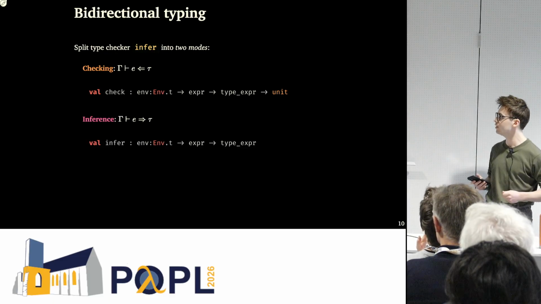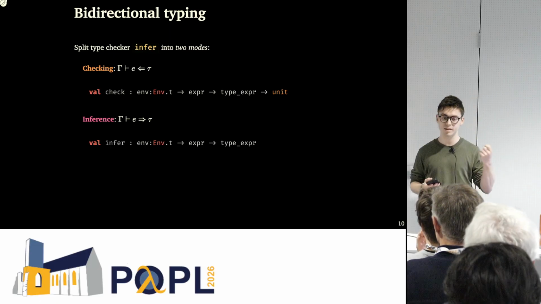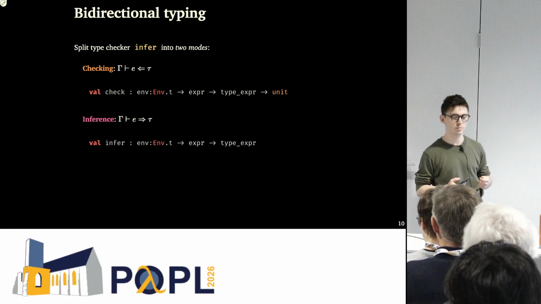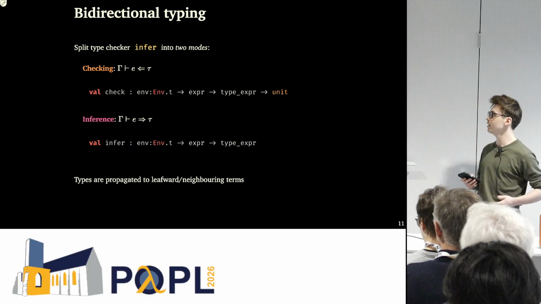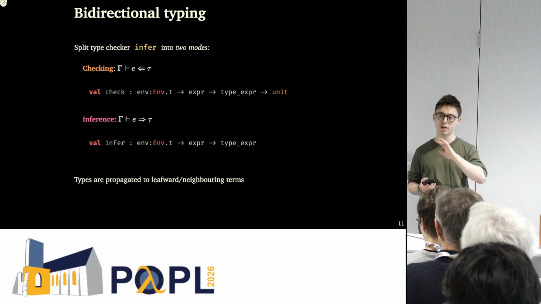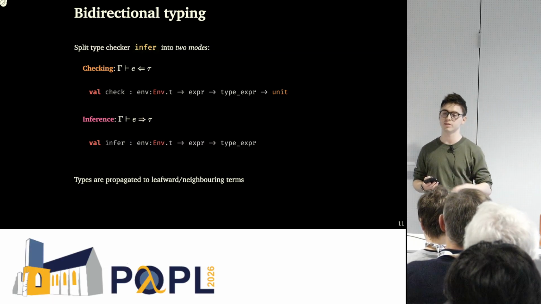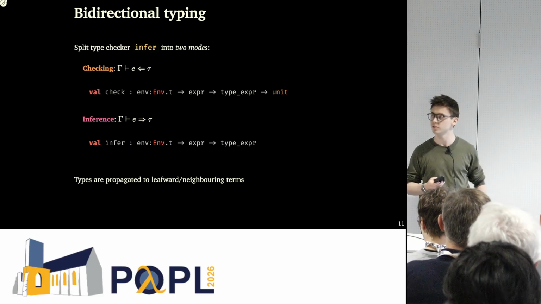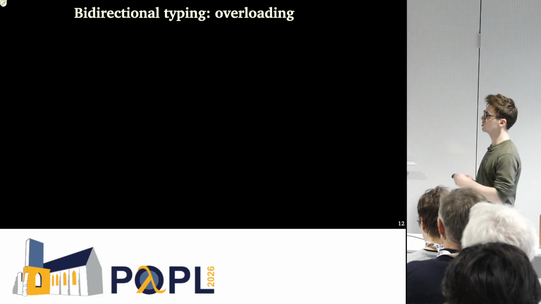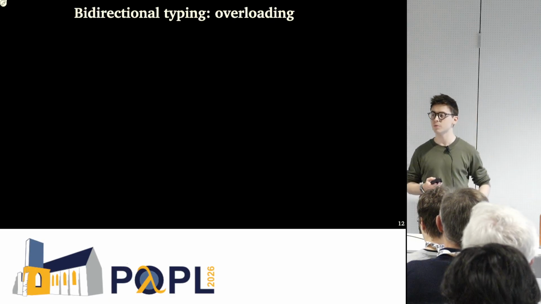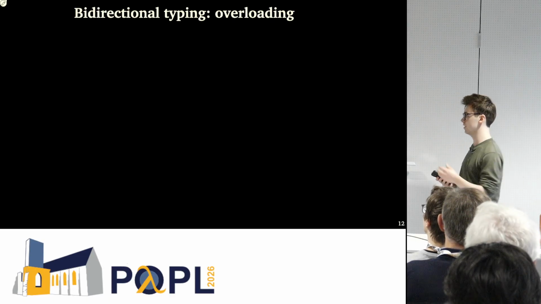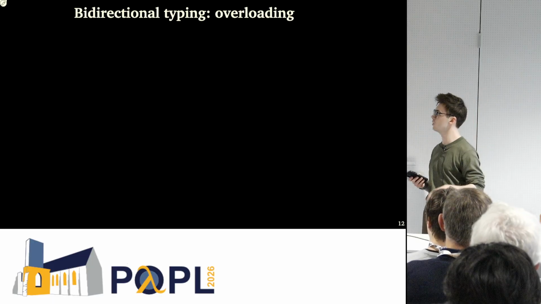And you also have inference, where given an environment and an expression, you infer the type of the expression. And this generally works by propagating types either leafward, so down children in the case of annotations, or to neighboring terms, as in the case of application. A simple example of bidirectional typing in OCaml is static overloading, as we've seen previously in this workshop.